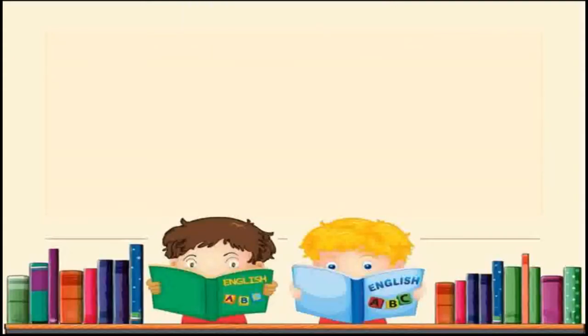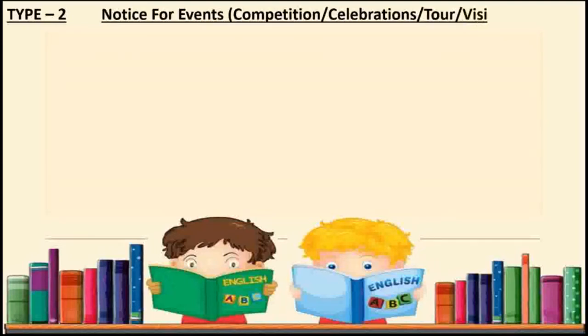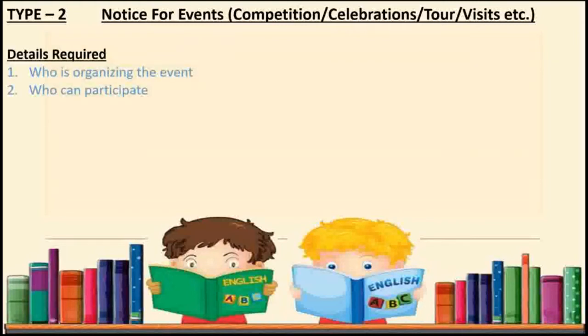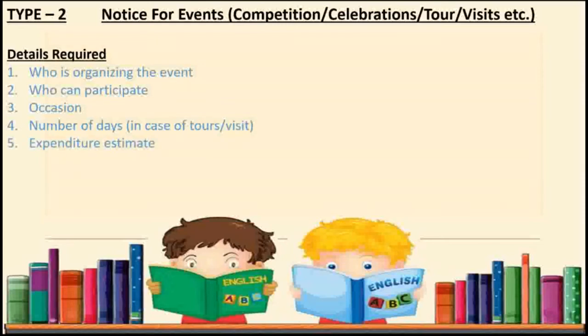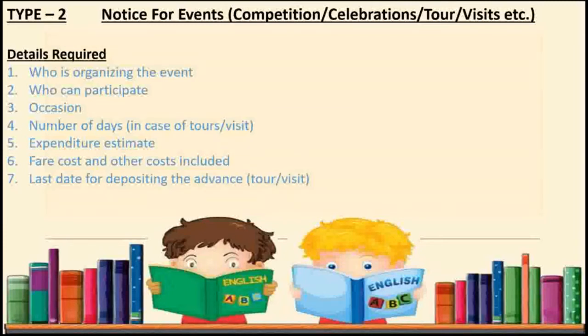Let's see the second type of notice, which is for events like competition, celebration, tours, visits, sports meet, cultural events, etc. Now, the details required for such type of notices are: who is organizing the notice, who can participate, occasion, number of days in case of tours or visits, expenditure estimate, fare cost and other costs included, last date for depositing the advance for the tour or visit, any specific instructions, contact person with designation.